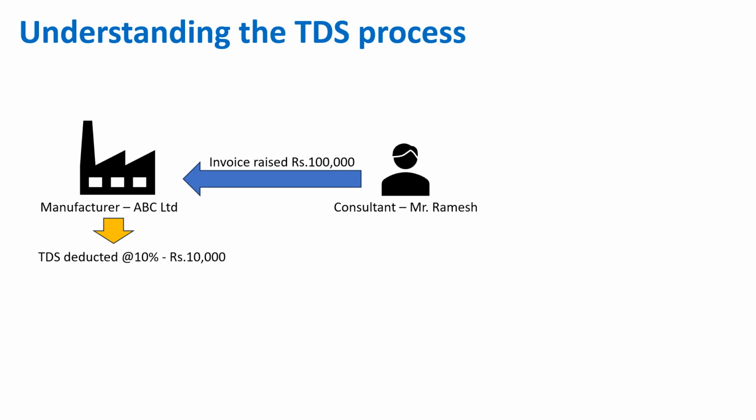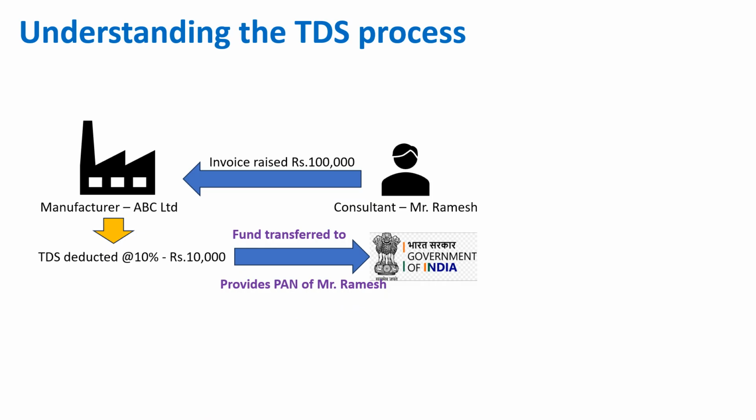Then what is the manufacturer going to do next? The manufacturer is going to transfer this money to the government account, okay, as tax deducted at source. But the manufacturer also shares the PAN details of Mr. Ramesh, because when the government receives this money, the government should also know for whom the manufacturer has deducted this amount. Because once the PAN details are shared with the government, the government will pass this tax credit to Mr. Ramesh's account, because this money belongs to Ramesh. Only thing is that because of the TDS rule, ABC Limited has transferred this percentage to the Government of India.